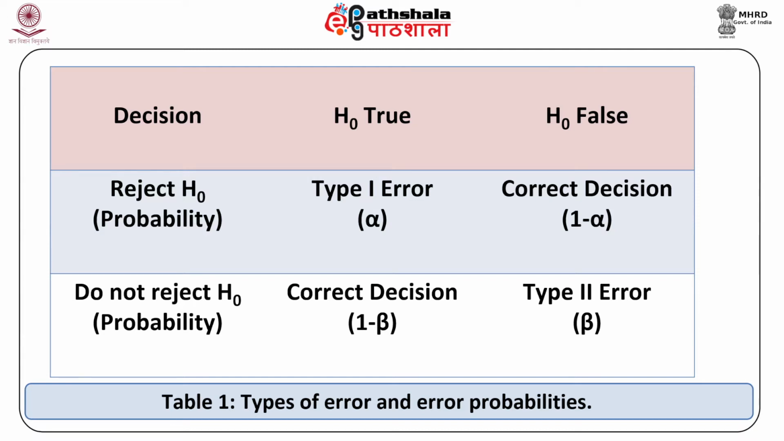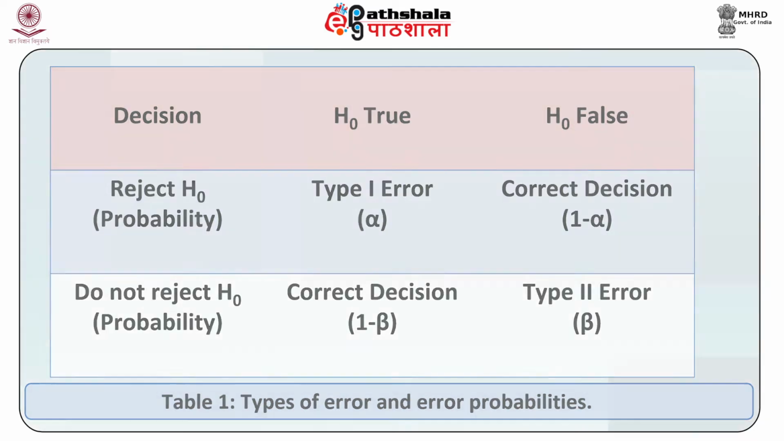Type 1 error is also denoted by alpha. If we have the correct decision, it is 1 minus alpha, and then we have the correct decision 1 minus beta, and type 2 error is beta. So from this table you can see type 1 error occurs when we reject the null hypothesis when it is true, and type 2 error occurs when we do not reject the null hypothesis when this null hypothesis is false.